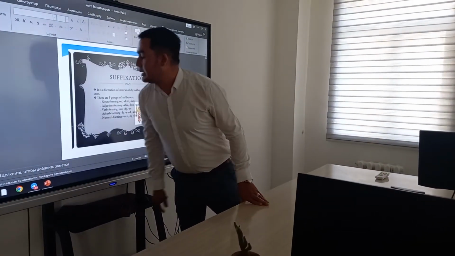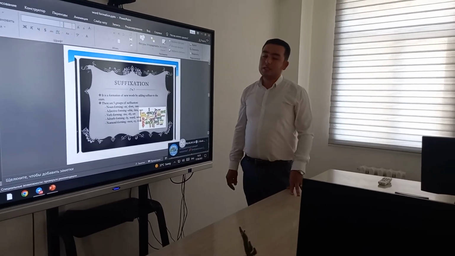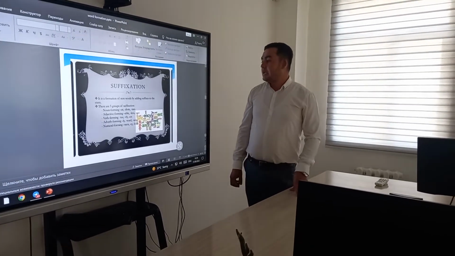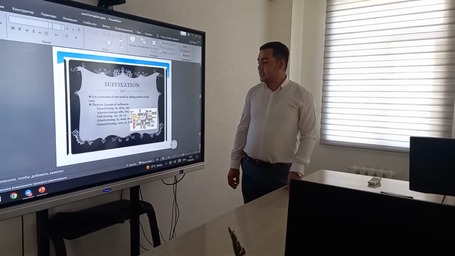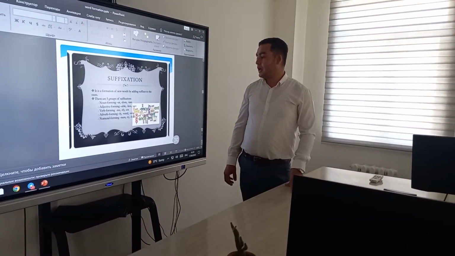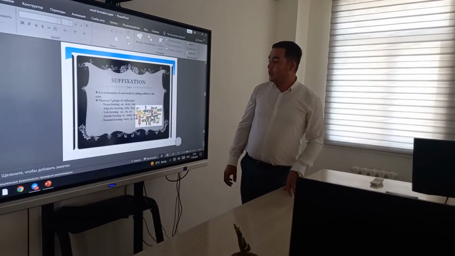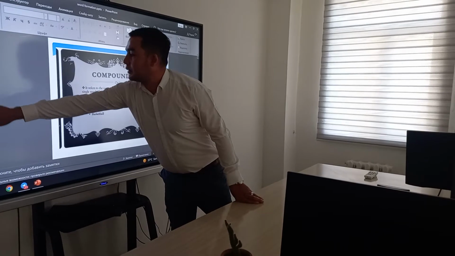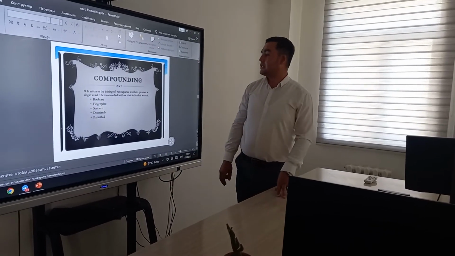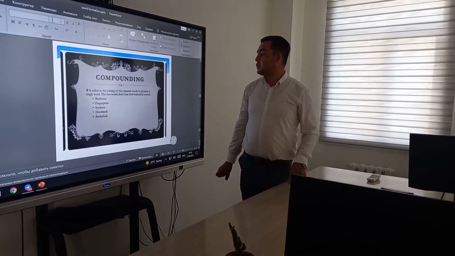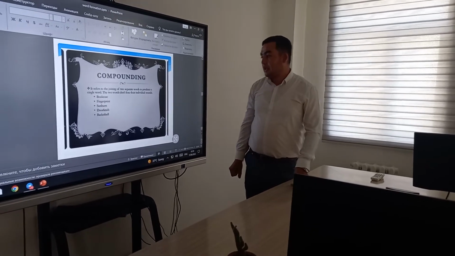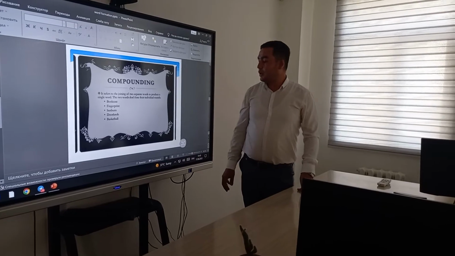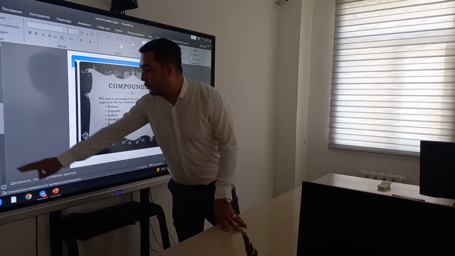Okay, next one is suffixation. Suffixation is the formation of new words by adding a suffix to the stem. There are 5 types of suffixation: noun forming, adjective forming, verb forming, adverb forming, and numeral forming. The next one is compounding. Compounding refers to joining two separate words to produce a single one. For example, bookcase, fingerprint, sunburn, doorknob, and basketball and football maybe.